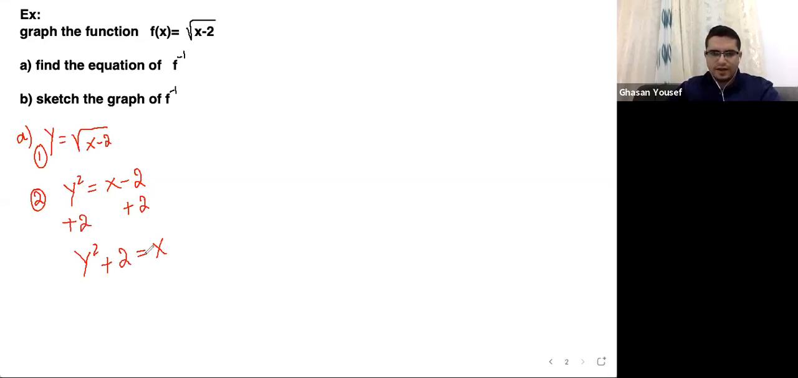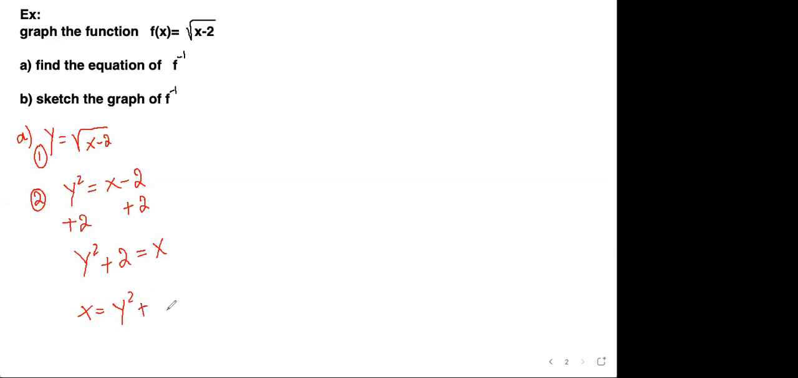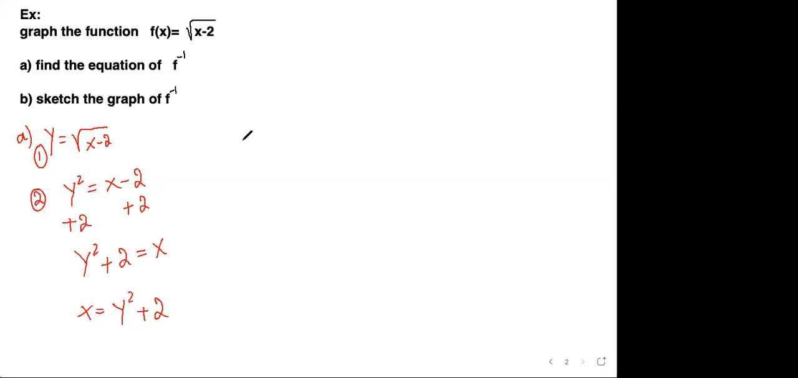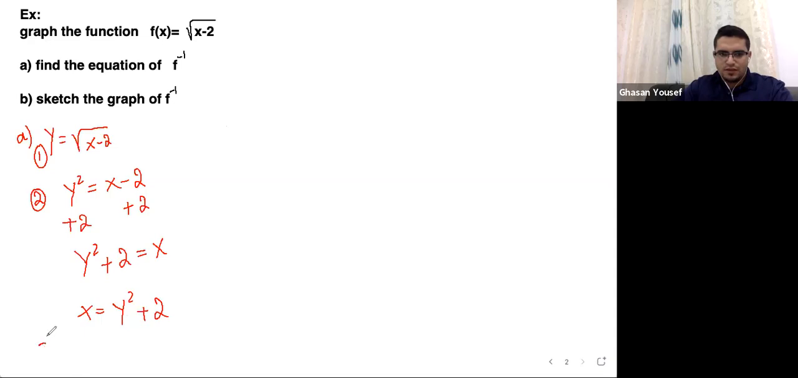in terms of y. So I can write this as x equals y square plus 2. Oh yes, I remember. I'm so sorry, Professor, I totally forgot. That's fine. So now x equals y square plus 2. Now we have to change x to f inverse and y to x. This is the third step. We change x to f inverse of x and y to x, so f inverse of x equals x square plus 2. So this is my inverse function.